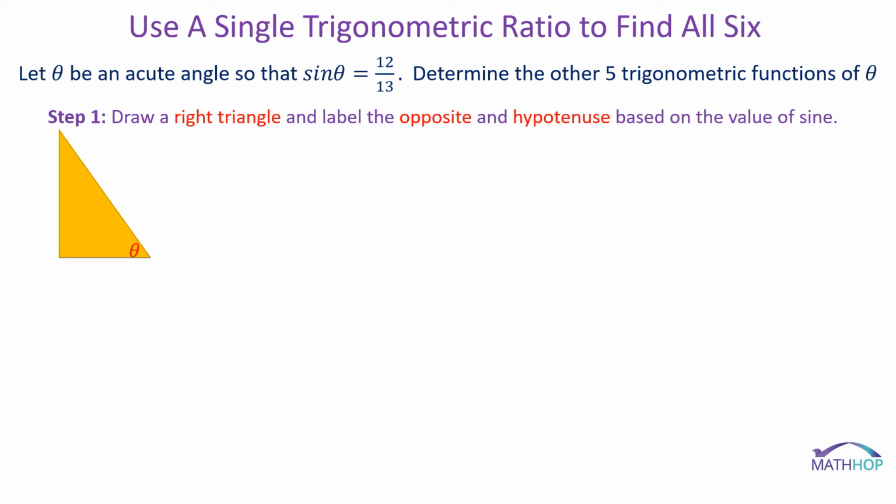Here's my right triangle. I picked a theta. I know opposite is 12 because it's in the numerator of sine. I know the hypotenuse is 13 because it's in the denominator of sine. That's it. Step 1 done.